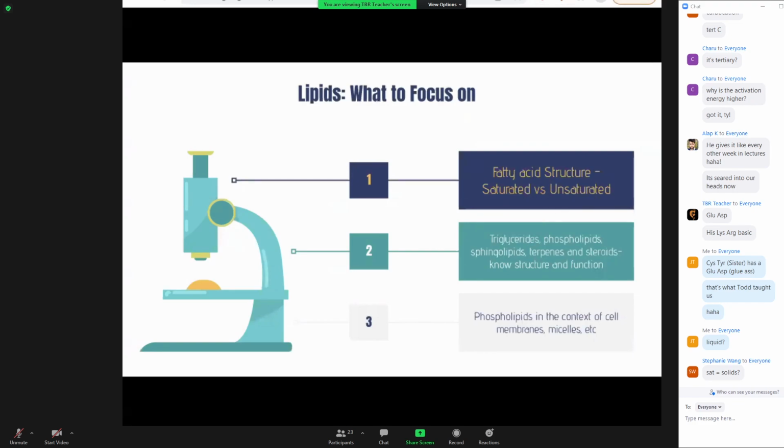And then, like I said, understand why phospholipids are important, and that's due to their amphipathic nature, so they can form the phospholipid bilayer and micelles. And like I said, since water is polar, that hydrophobic region will aggregate while the hydrophilic region interacts with the water around it, and this allows for micelles to form.